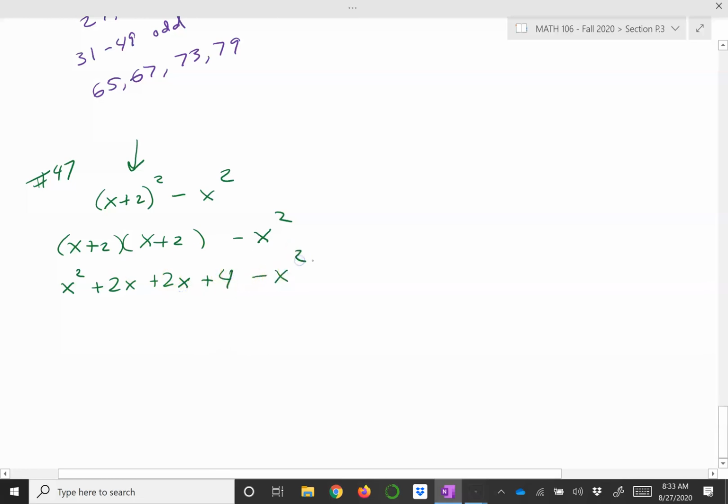Now once you're here, since you have only addition and subtraction, the order of operations says you could do any of them in any order, really. So the x squareds are going to cancel out, right? You're basically going to have x squared minus x squared and get 0. And then the only thing left would be to add the two x's, and then the 4 is by itself. So that would be your final answer there.